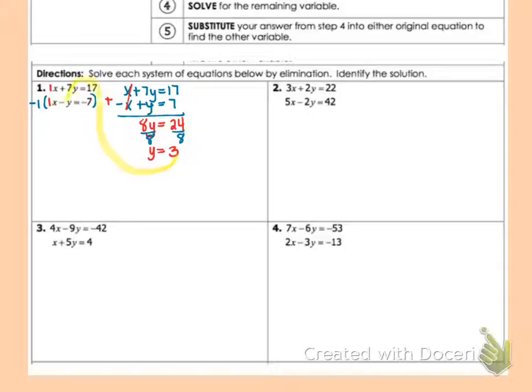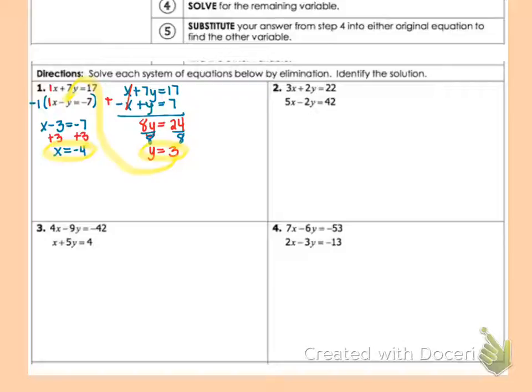Probably the easiest one to put it in is this second equation here. So I'm going to go back to the original, which was x minus y, so it'd be x minus 3 equals negative 7. And so it'd be easy to solve by just adding 3 to both sides. And we can see that our answer then would be x equals negative 4. And then we could check our solution by taking these two values and plugging into either of the original equations.